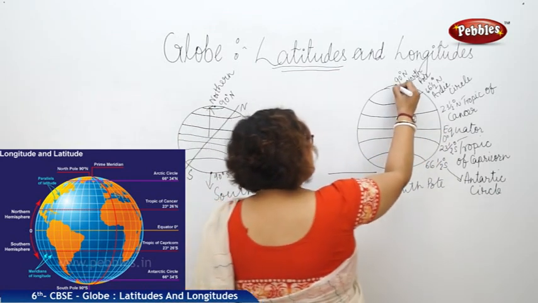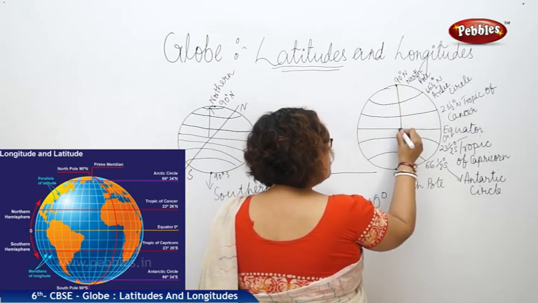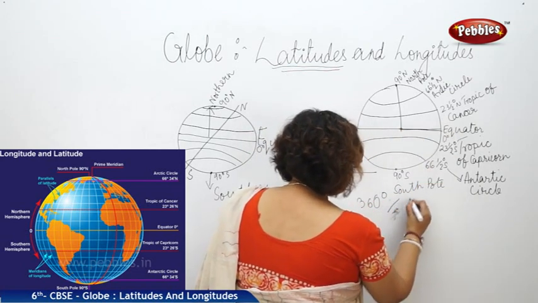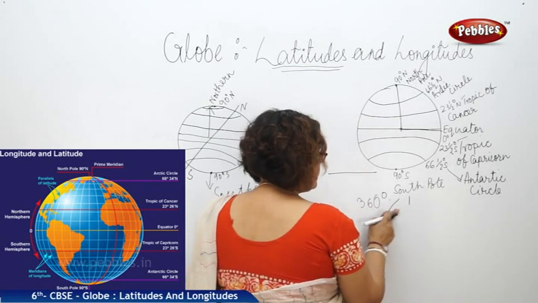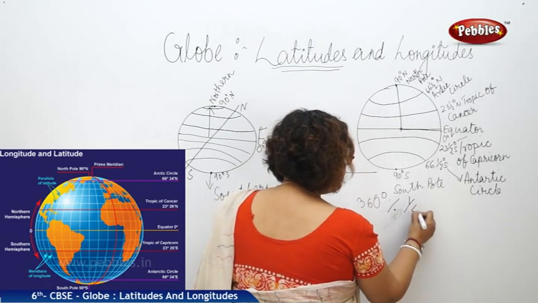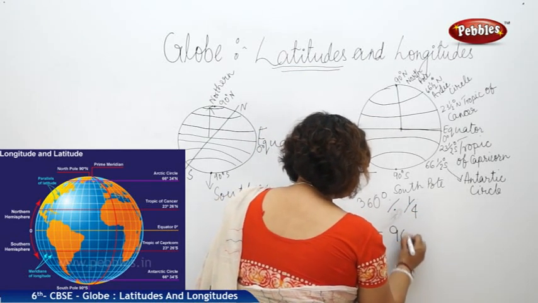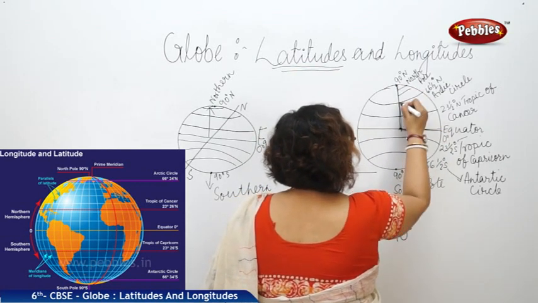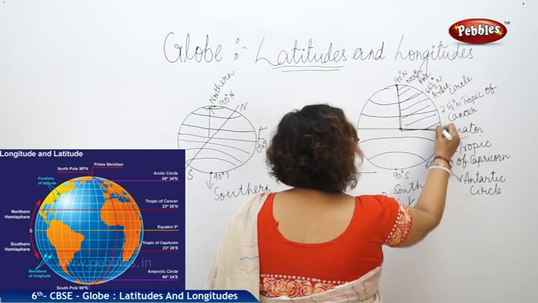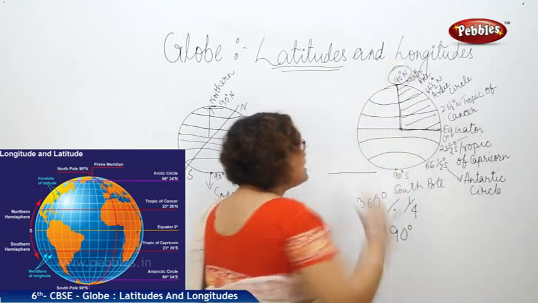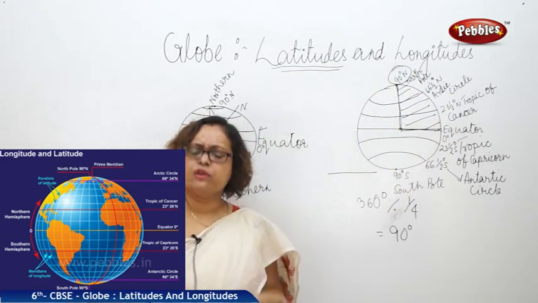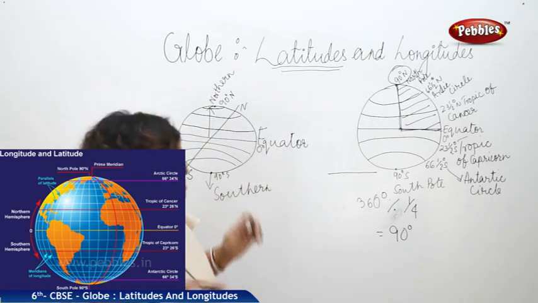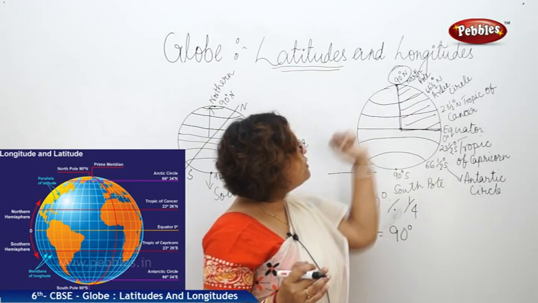But if you measure here, if you divide 360 degree into 1/4, it will come as 90 degree. So 1/4 part of the world is covered. You can see that. So this is 90 degree. There are many more equations and calculations we will do in the higher classes, and we'll understand all these degrees very well.